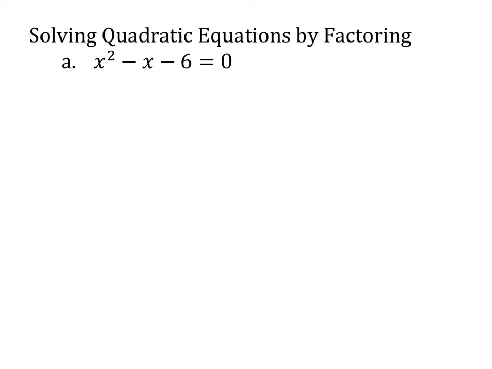X squared minus x minus 6. We said that we want it to be in standard form. So standard form is where it's in order and it equals 0.